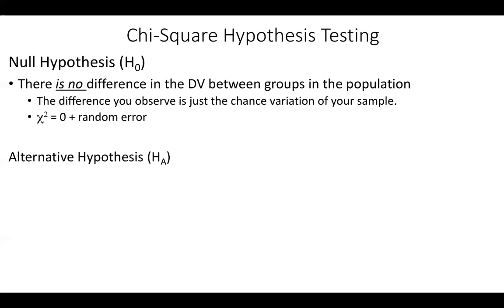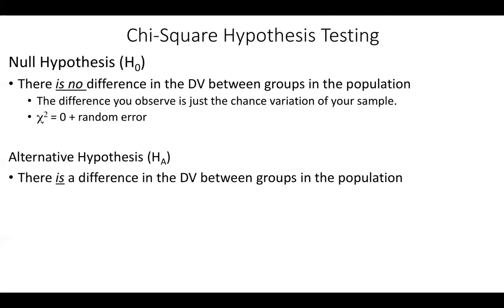In contrast, we'll have an alternative hypothesis. And this is a non-directional alternative hypothesis. It's simply saying that there is a difference between values of the dependent variable across our groups. So that means the pattern of voting for men should be different from the pattern of voting for women. Here, this means we have a chi-square statistic that is not going to be equal to 0. And again, plus random error, keeping in mind that if we're doing random sampling, we're always going to have some element of chance. Okay, so that's our setup.